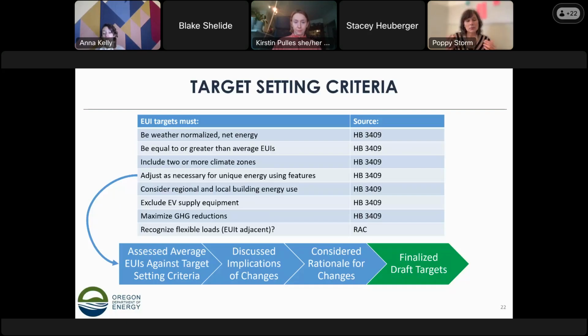So the Department of Energy basically assessed the average EUIs that we just presented against this target setting criteria. And with the RAC, we discussed implications for making changes. And the main question was, should the targets be any different than the average EUIs? And then also there was a need to consider the rationale for any changes and then finalize the draft targets. Next slide.